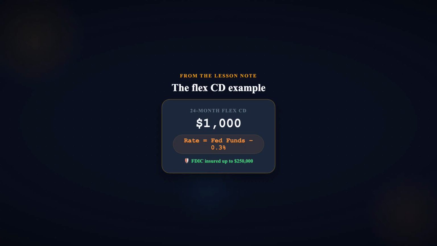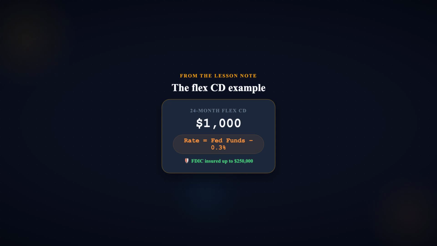On the day you open the account, the federal funds rate is 3%. Your spread is minus 0.3. So your CD rate right now is 2.7%. Your money sits in a secure, FDIC-protected account, up to $250,000 of insurance. The principal is safe, but the rate you earn on that principal is not fixed. It will change every time the federal funds rate changes.